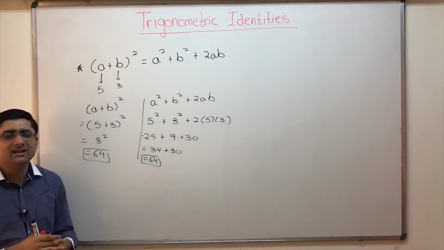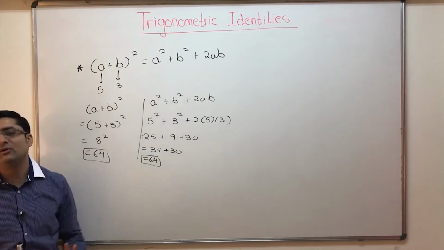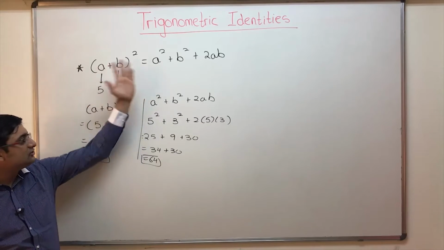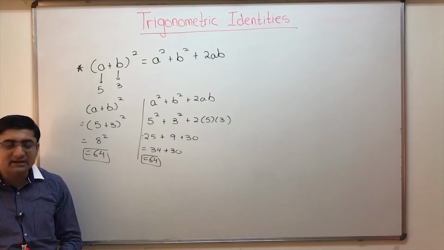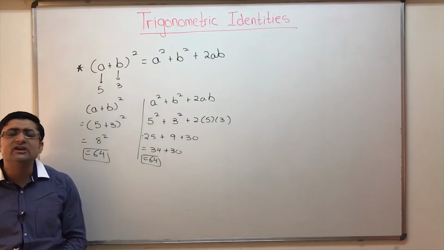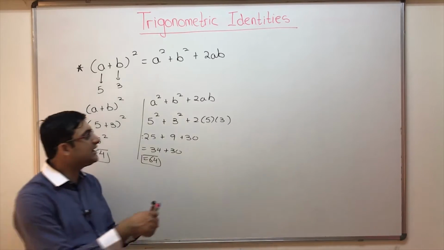So no matter what real numbers you take for a and b, this will always hold. That is why it is an identity, something which is always true. So this was an example of an algebraic identity. Now similarly, we have trigonometric identities. So basically we'll start off with three simple trigonometric identities.